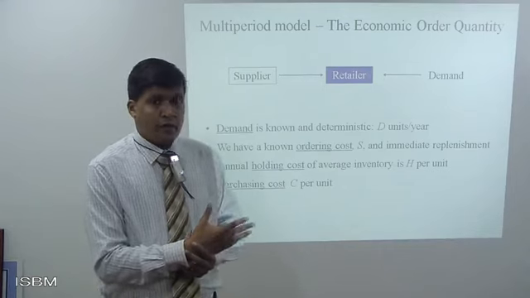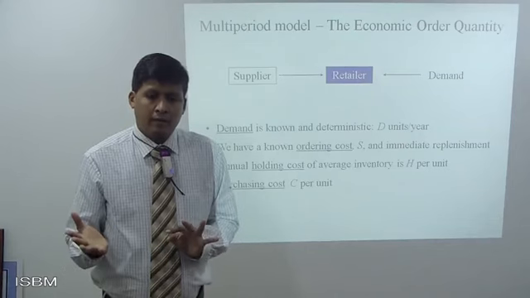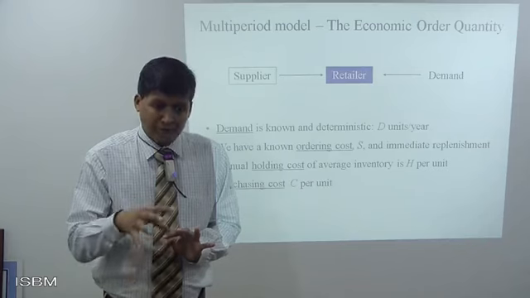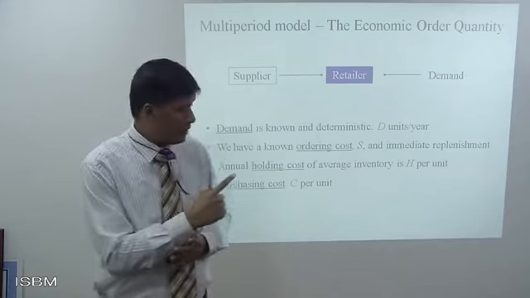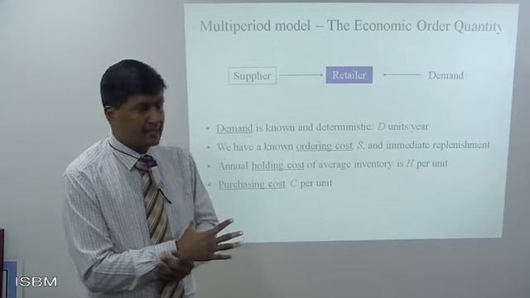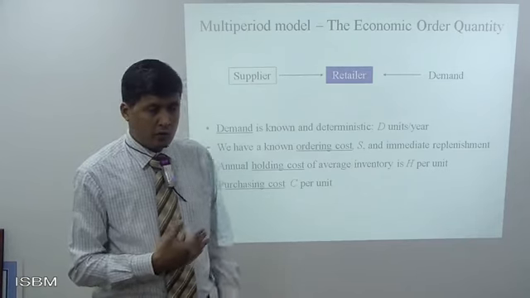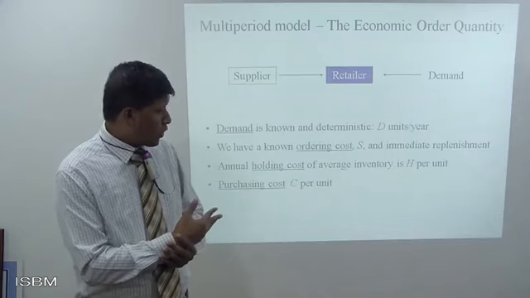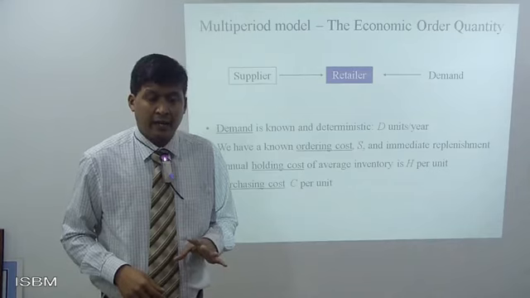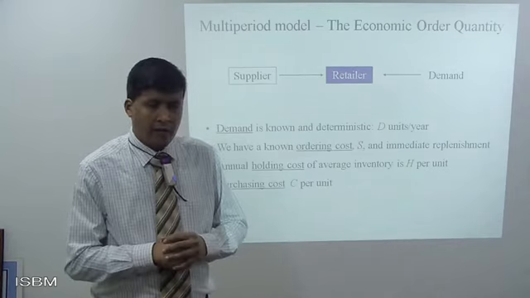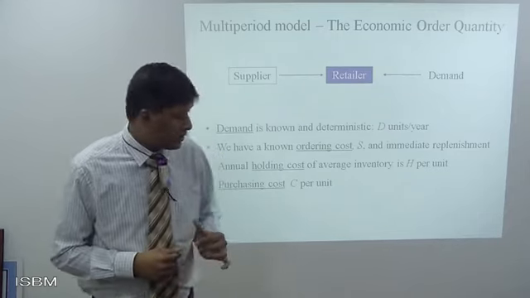We have a known ordering cost. We mentioned that there is an ordering cost associated with preparing an invoice, with accounts or finance personnel to feed the data, so there is an overhead cost of salaries as well. So there is an ordering cost that we will represent by S, with immediate replenishment as well. So S is the ordering cost. Then the annual holding cost of average inventory. Let's abbreviate it by H per unit. The holding cost would be H per unit, and we also have the purchasing cost C per unit.